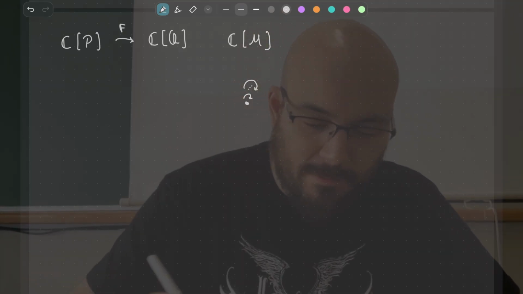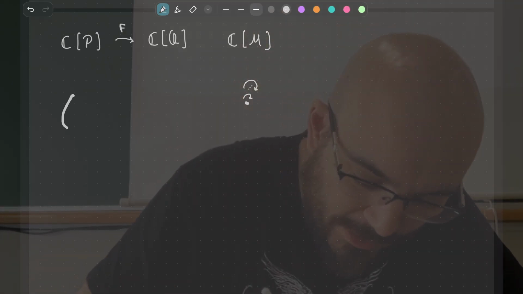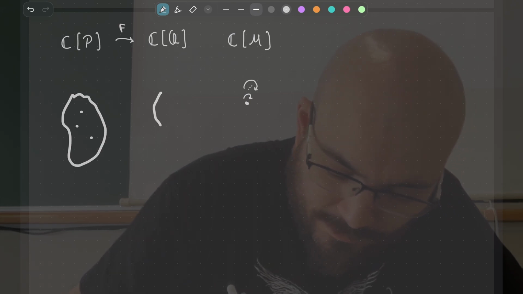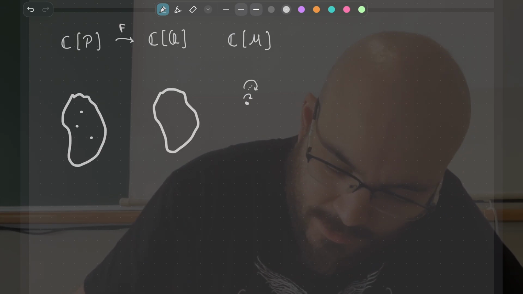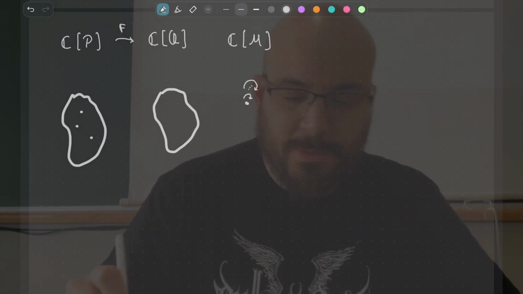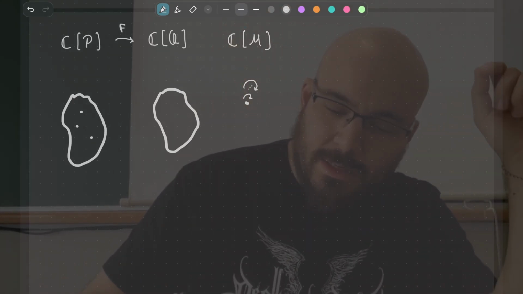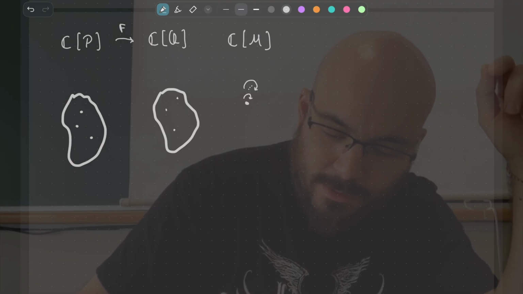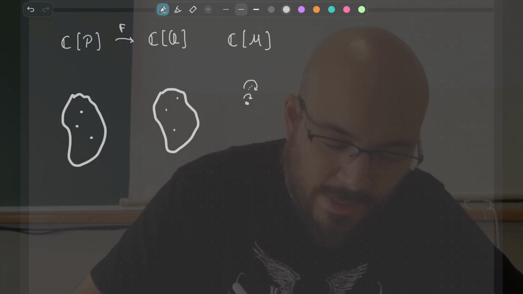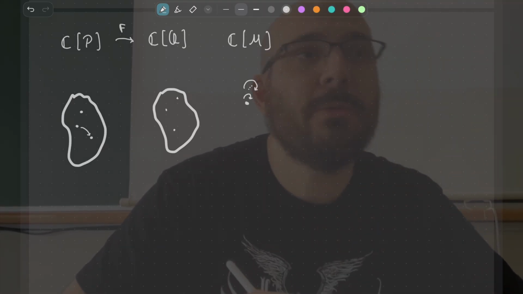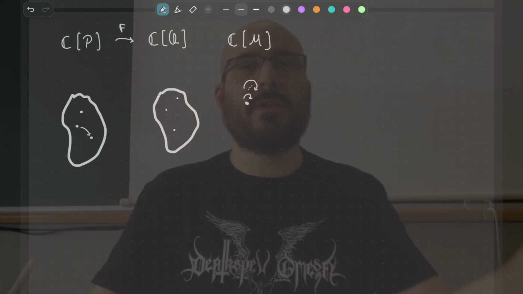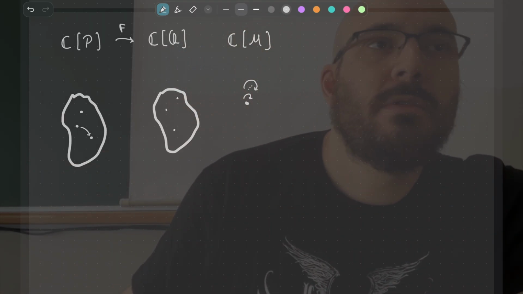So you have a poset here, and you have your other poset there. So this is C of P and this is C of Q. And the question is what can I say if I know that I have a functor from one to the other? And here you have arrows, of course, and we know that functors can act on objects and map them to objects, and on arrows and map them to arrows.